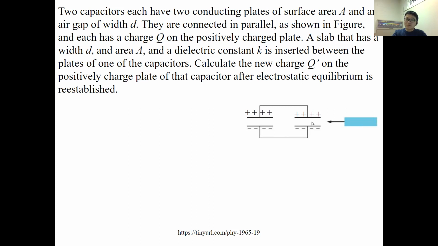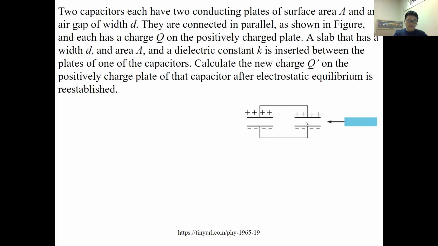After this one is inserted, you still have the two capacitors in parallel, and after the redistribution of charge, the two should at the end have the same voltage. So these two are still in parallel, but the charge will be redistributed. One capacitor gains charge, the other loses charge. In that sense, the total charge should still be the same as the original. Originally each one has Q, so the total will be 2Q, right? But this one's capacitance increased by kappa, and the other will be the same. So the charges will be different, but the voltage will be the same.